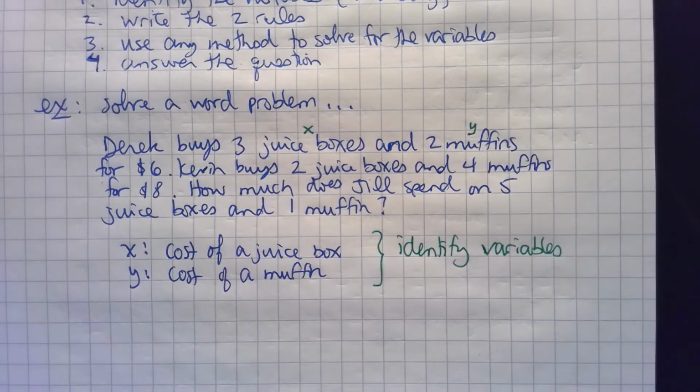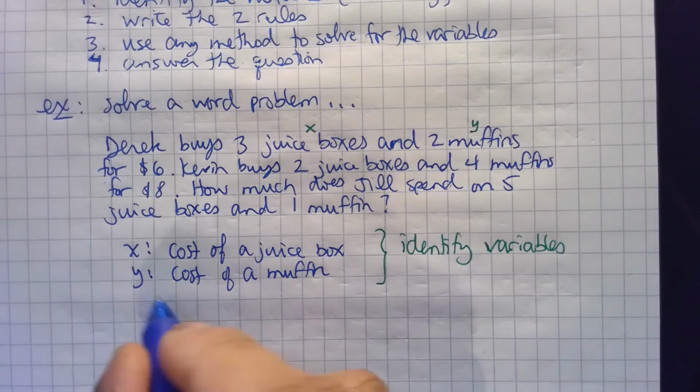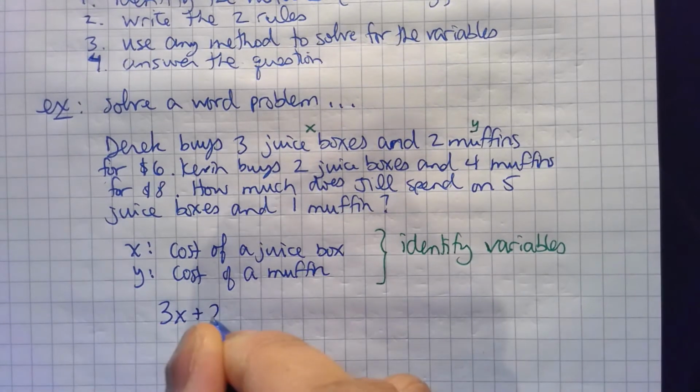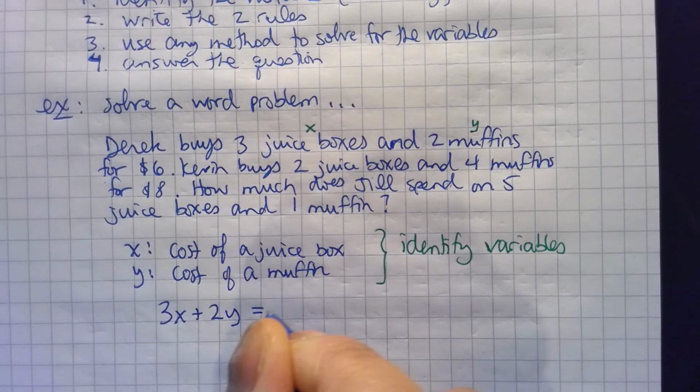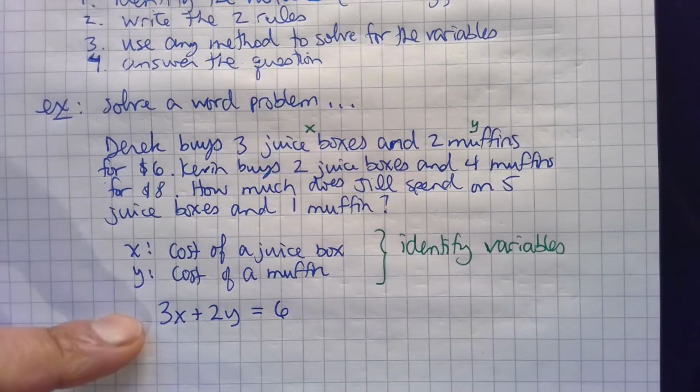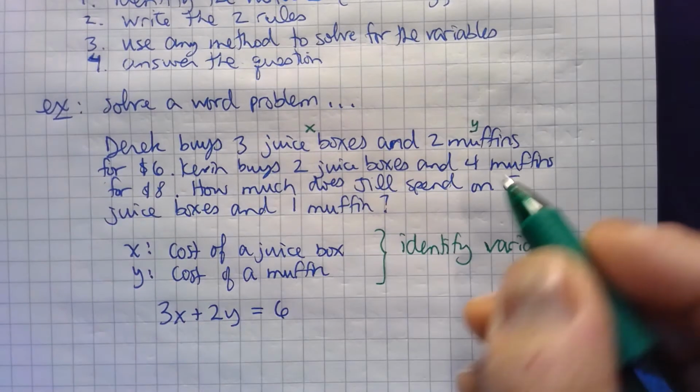That gives us an equation. So for Derek, 3 of the x's, and if I combine that with 2 of the y's, should add up to a total of $6. There's my first rule. Same thing for Kevin. I can come up with a second rule for Kevin.